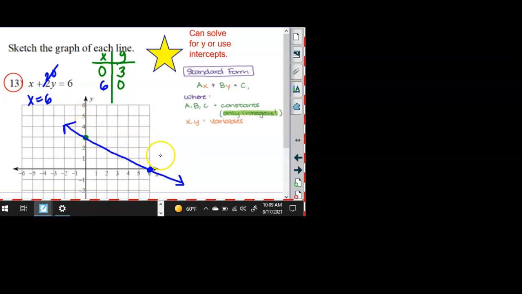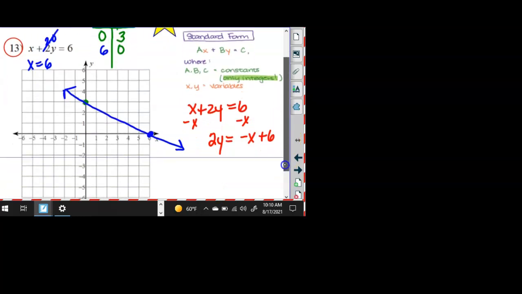This line is the one that they asked for here. We found the intercepts. Now, most of you would not have done that. Most of you, I'm guessing, would have solved for y, yes? X plus 2y equals 6. You would have said, oh, I must subtract that x over here. Now, those are not like terms. So I still have 2y equals a negative x and a positive 6 added on.